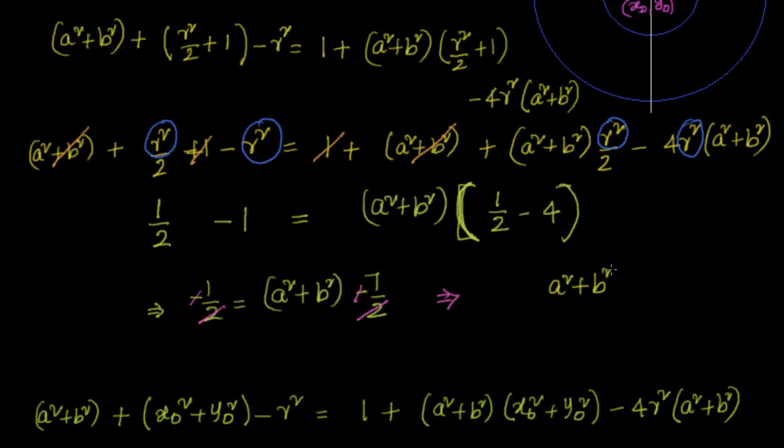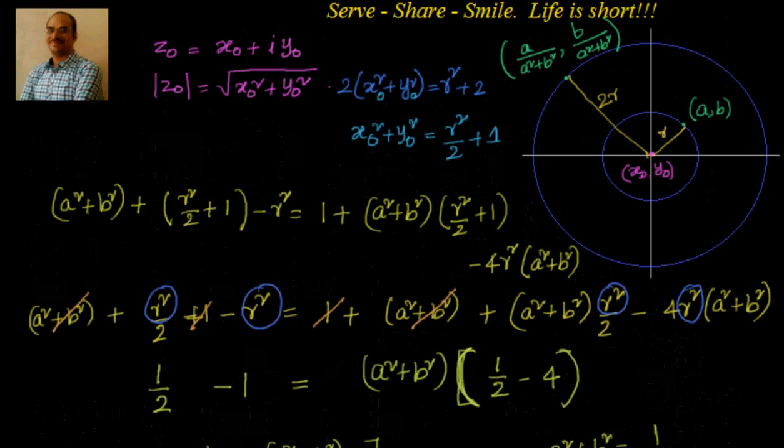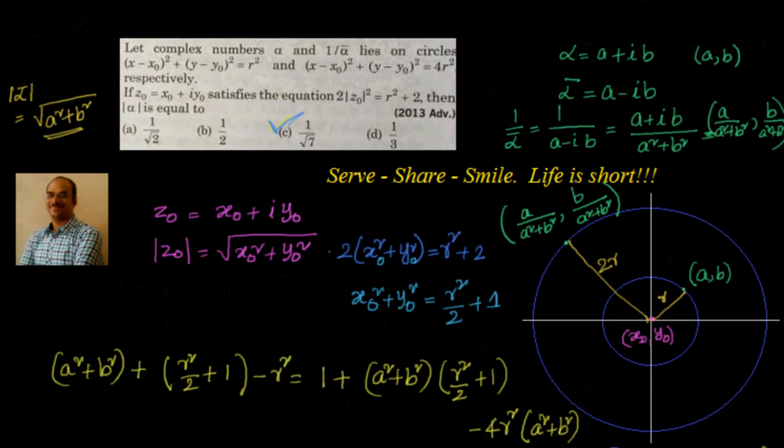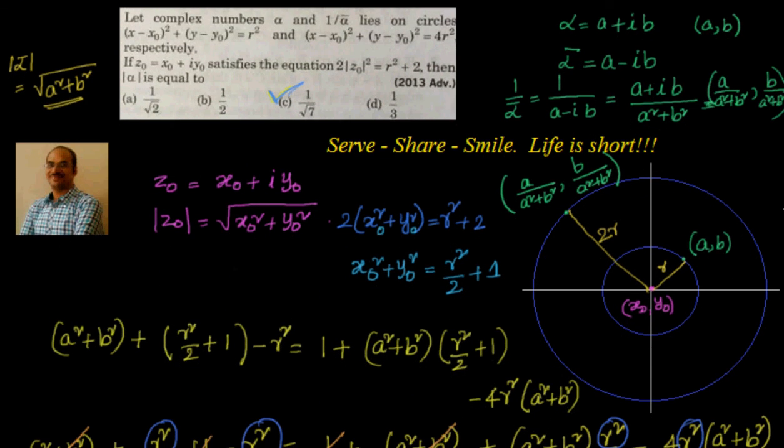A square plus b square equal to 1 by 7, that means square root of a square plus b square is equal to 1 by root 7. So our option where we have 1 by root 7 is the correct one for this particular problem. So the solution is C. Let's summarize this before we wrap it up.